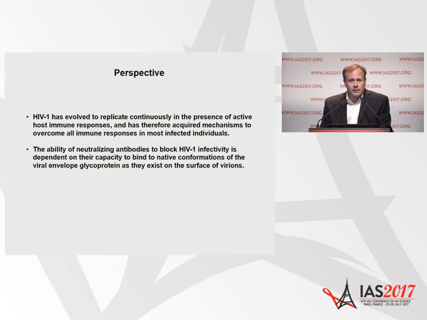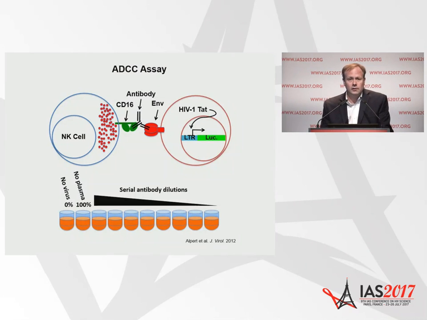The second is, if we've learned anything from the neutralizing antibody field over the past 20 years, that is, the ability of antibodies to block HIV infectivity is critically dependent on their capacity to bind native functional envelope trimers as they exist on virions. And if we're talking about protection by neutralizing antibodies, this means envelope on the surface of primary isolates in transmitted founder viruses. So when we started in this area, we set out to develop an assay that would allow us to measure the ability of antibodies to kill HIV-infected cells expressing the native trimeric form of the viral envelope.